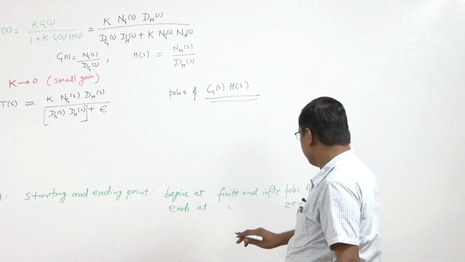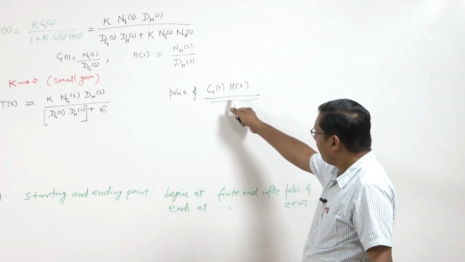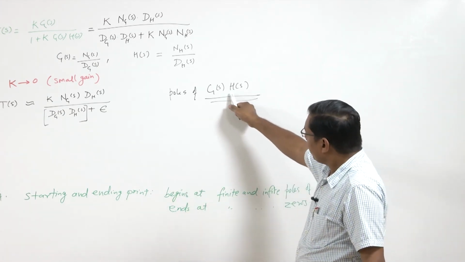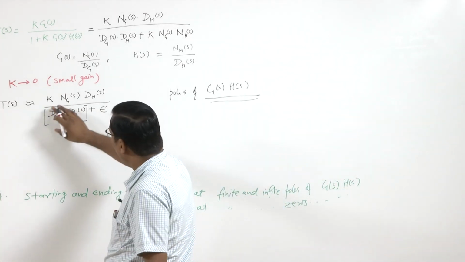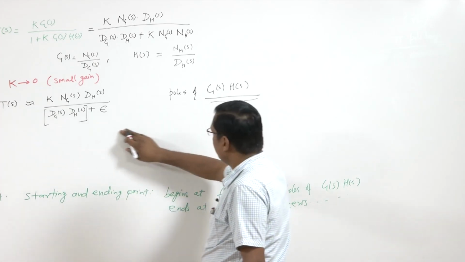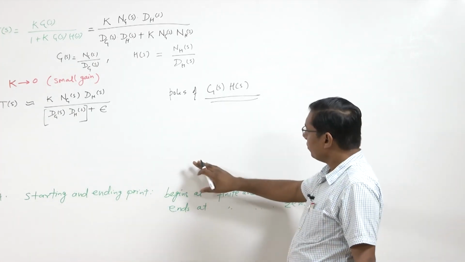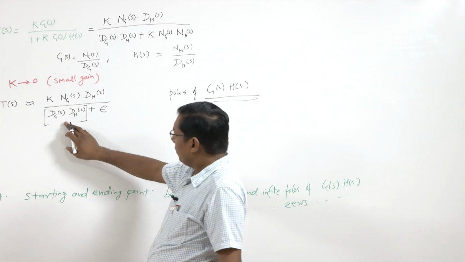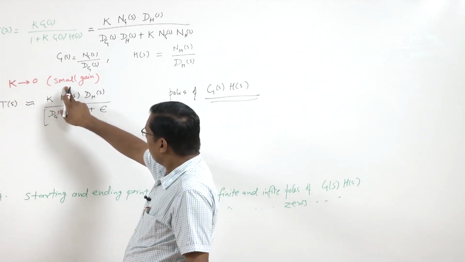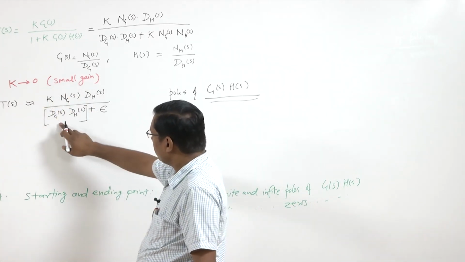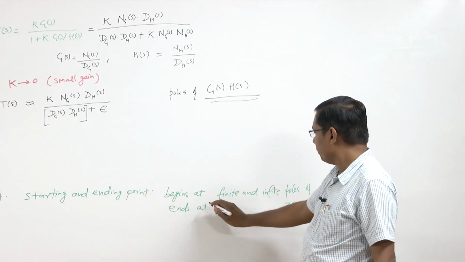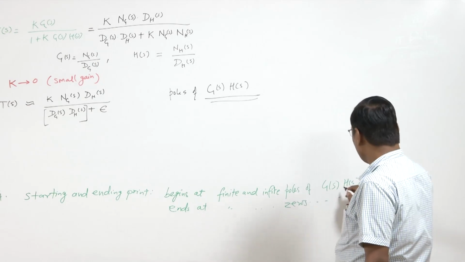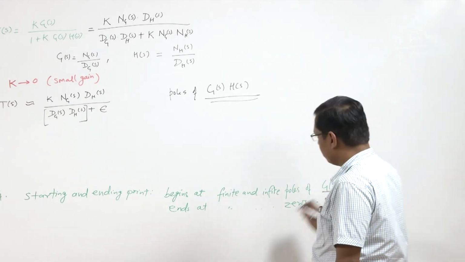So that's why we say that at a small gain we are getting this equivalent transfer function is governed by the poles of G(s)H(s). Therefore, starting, the gain is small, so the root locus will start at poles. So it begins at finite and infinite poles of G(s)H(s).